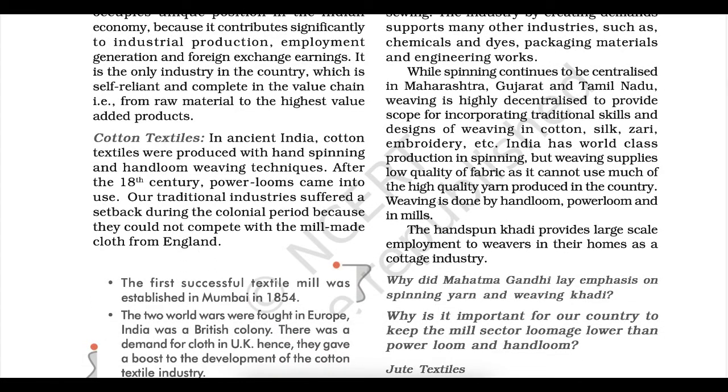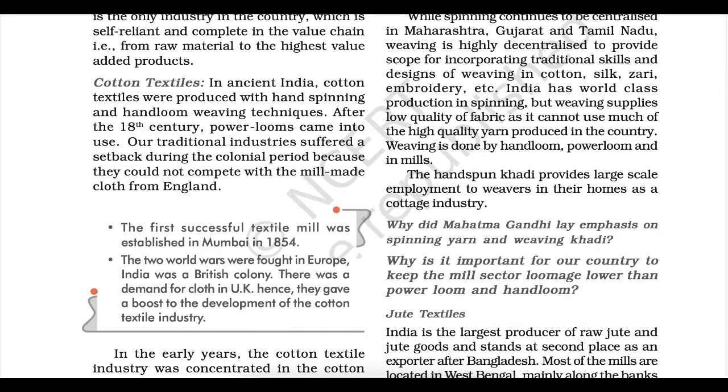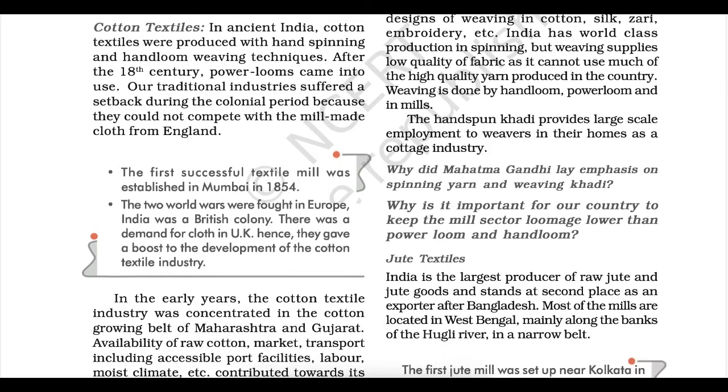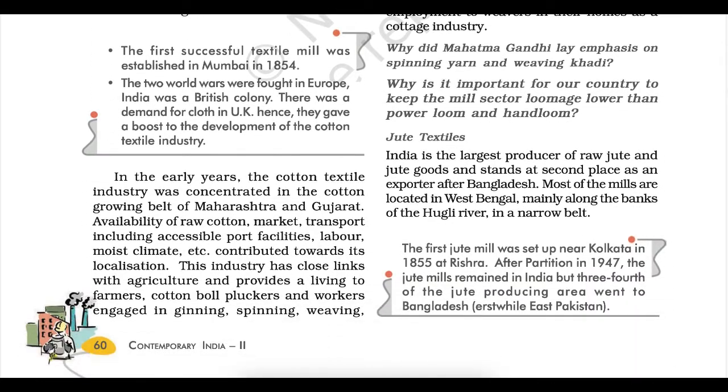Cotton textiles. In ancient India, cotton textiles were produced with hand spinning and handloom weaving techniques. After the 18th century, power looms came into use. Our traditional industries suffered a setback during the colonial period because they could not compete with the mill made cotton from England. The first successful textile mill was established in Mumbai in 1854.